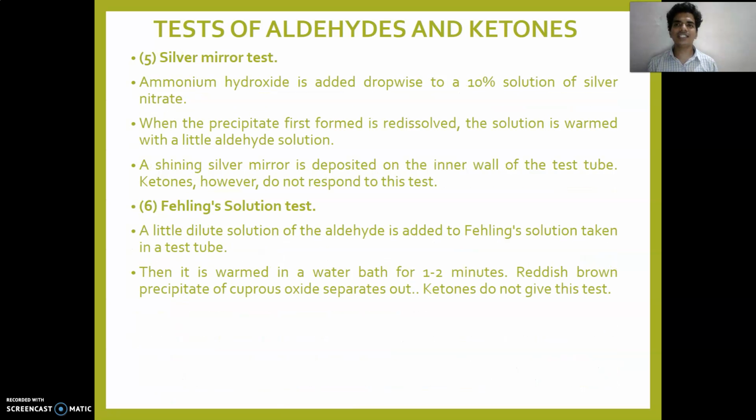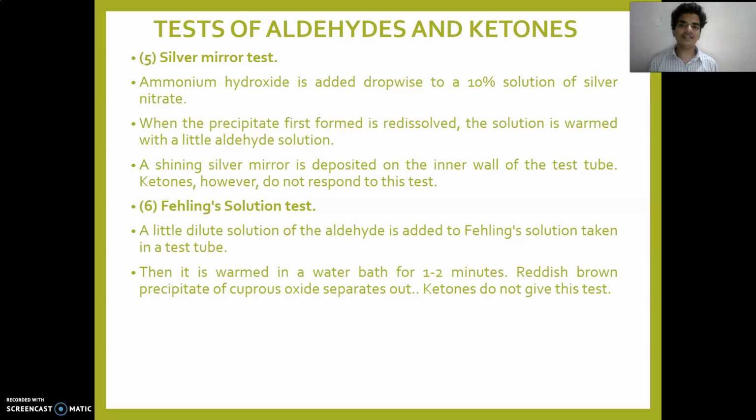Then the next reaction is the silver mirror test. We already know about the silver mirror reagent, so we apply it for the identification test. Ammonium hydroxide is added dropwise to 10% silver nitrate solution until the precipitate that first forms dissolves. The solution is warmed with a little aldehyde solution, and a shiny silver mirror is deposited on the inner wall of the test tube. Ketones, however, do not respond to this reaction. Aldehydes give this reaction.